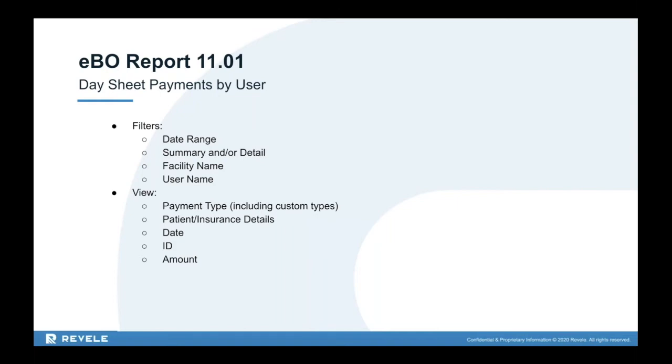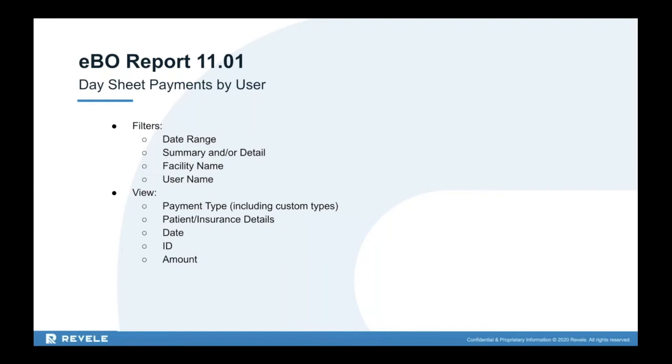So within those filters, of course, with all of these reports that we're going to talk about, you have the ability to set a date range. If you want to see an overview at a summary level of those payments by user, you can do that, or if you want to see the detail, or if you want both, summary and detail, which a lot of times people will do.